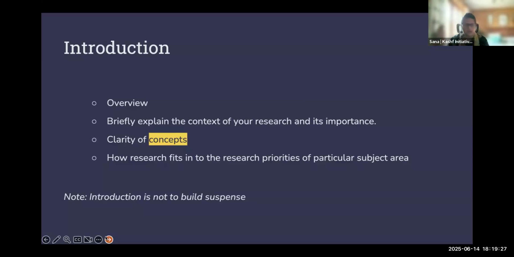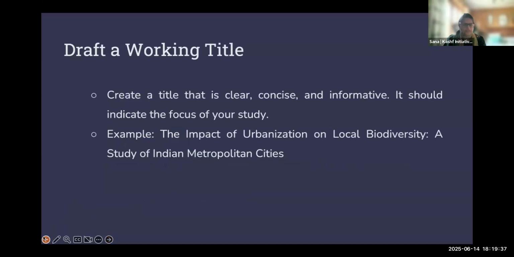Introduction is your chance to tell the reader what your research is about and how you intend to do what you propose to do. So keep it as clear as you can. And this is why clarity of concepts is also important. Let's look at this title again. The title is here: Impact of Urbanization on Local Biodiversity.